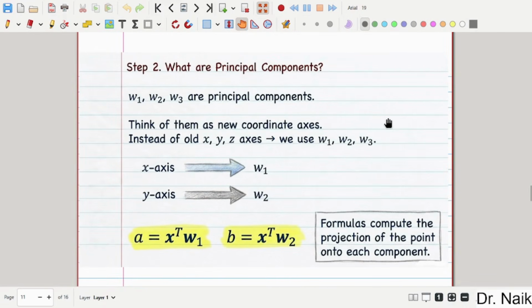What are the principal components? W1, W2, W3 are the principal components given in our question. Think of them as new coordinate axes. Instead of the old XYZ axes, we use W1, W2 and W3. So x-axis means W1 and y-axis means W2. And now the formula to compute the projection of the point onto each component is a equals x transpose W1 and b equals x transpose W2.